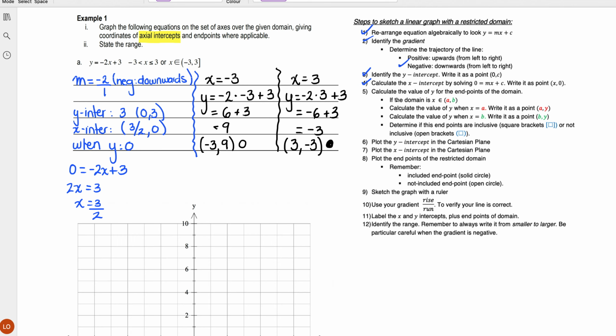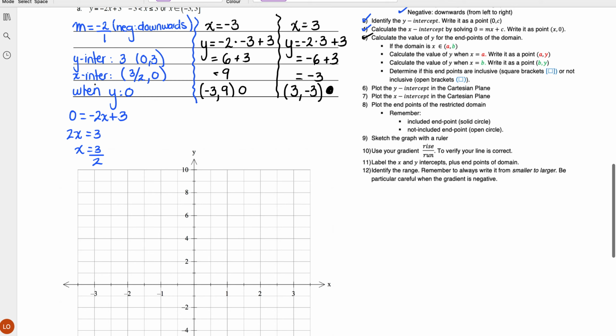Okay, so it says here, I have calculated the endpoints. I have done that. Good. Determine if the endpoints are inclusive when there are square brackets, or not inclusive when there are open brackets. I have done that by determining these points. So I have done all of these steps. Fantastic. Let's look at the next step of what I have to do. Plot the y-intercept in the Cartesian plane. So I'm going to plot my x-intercept.